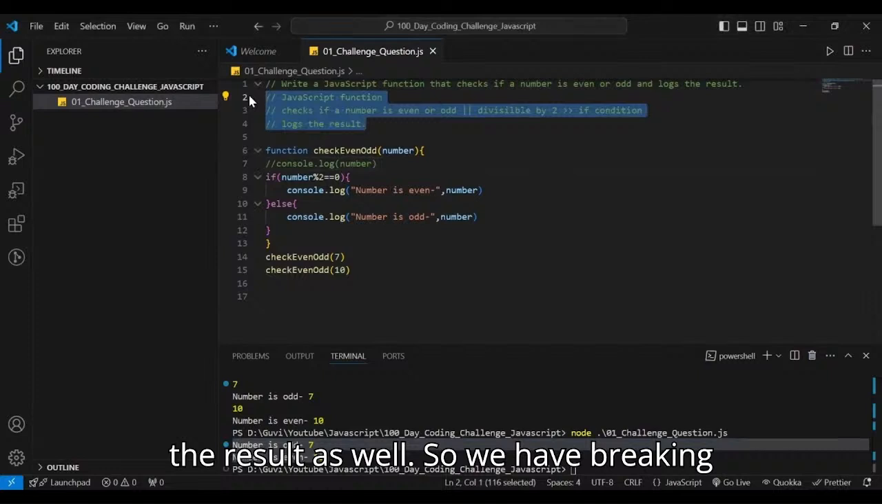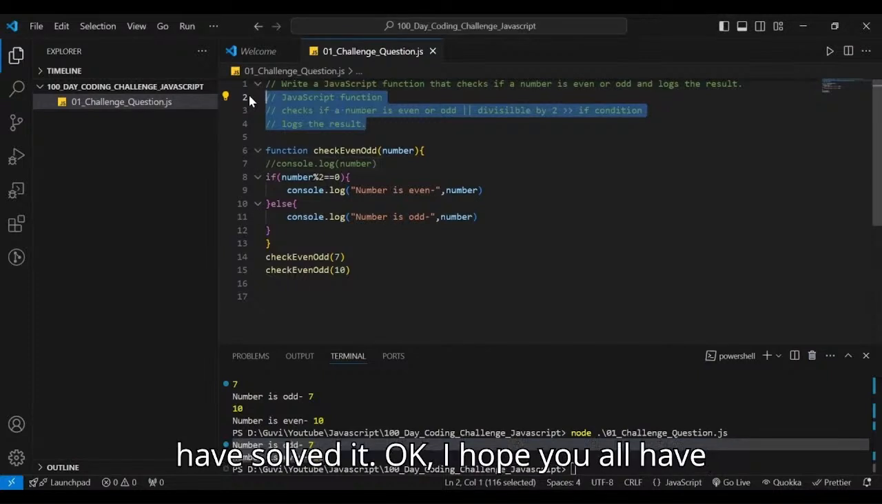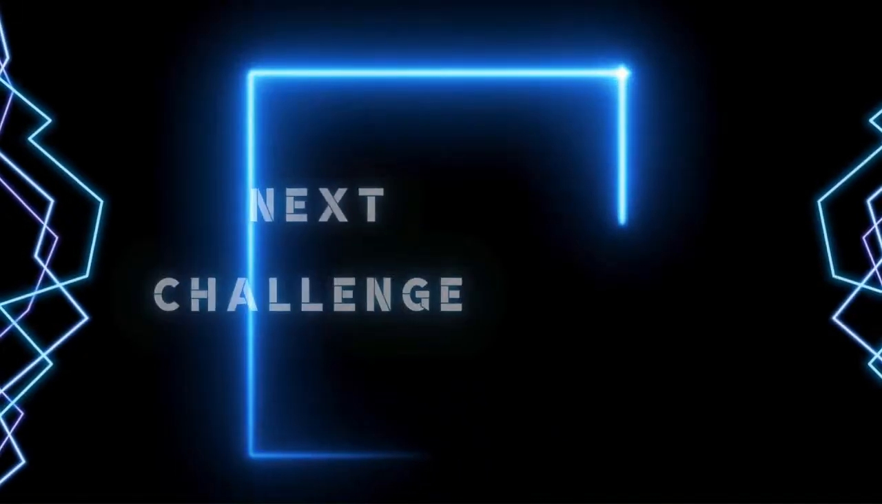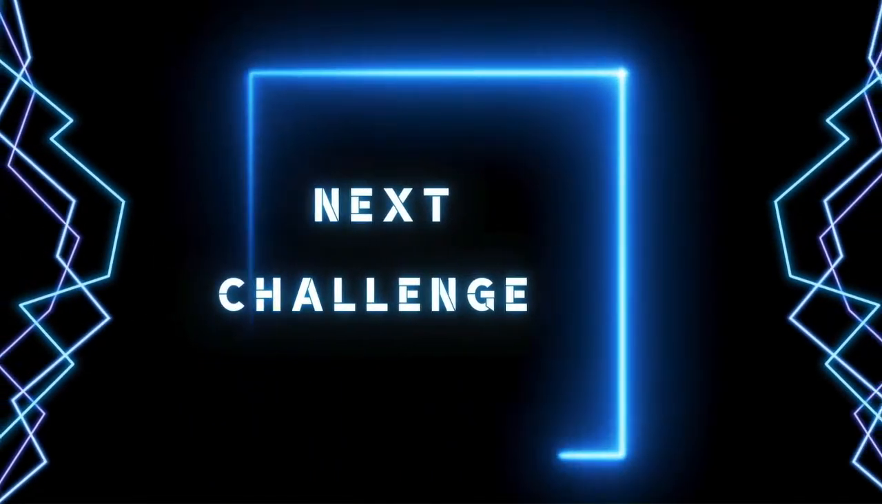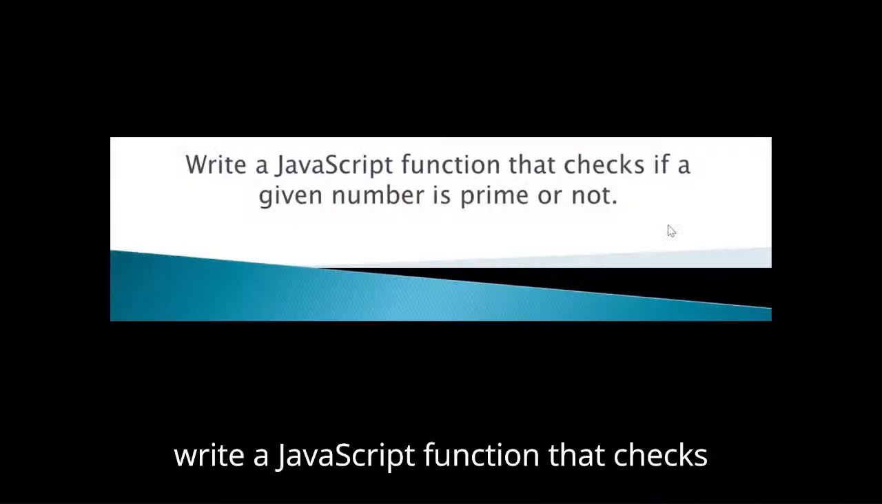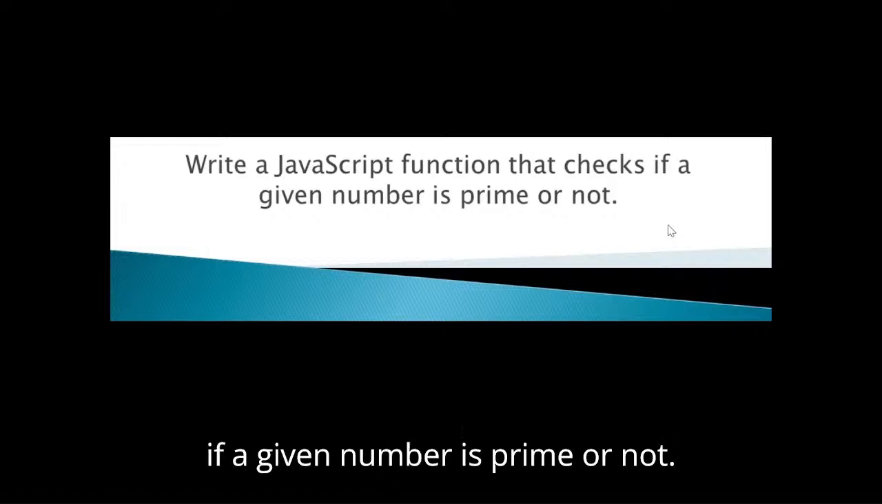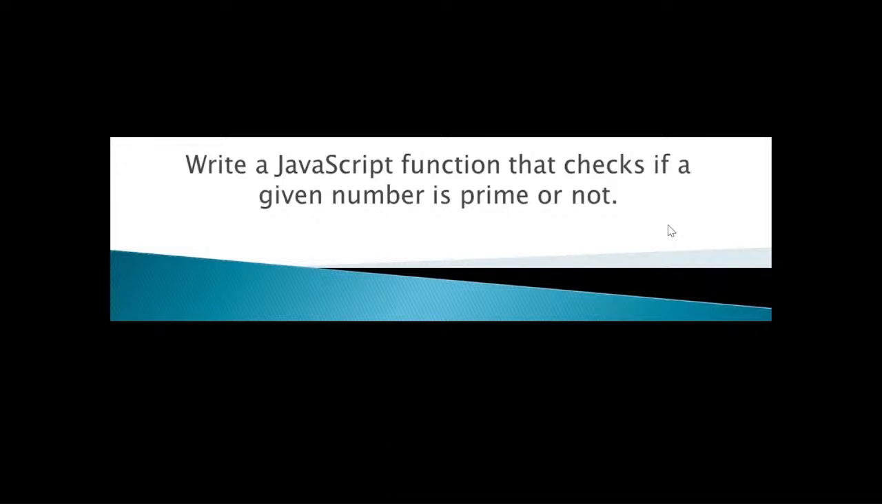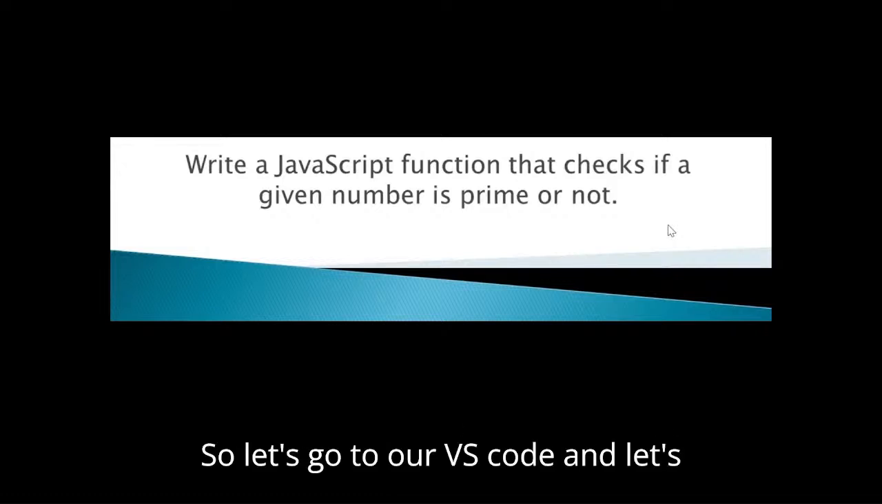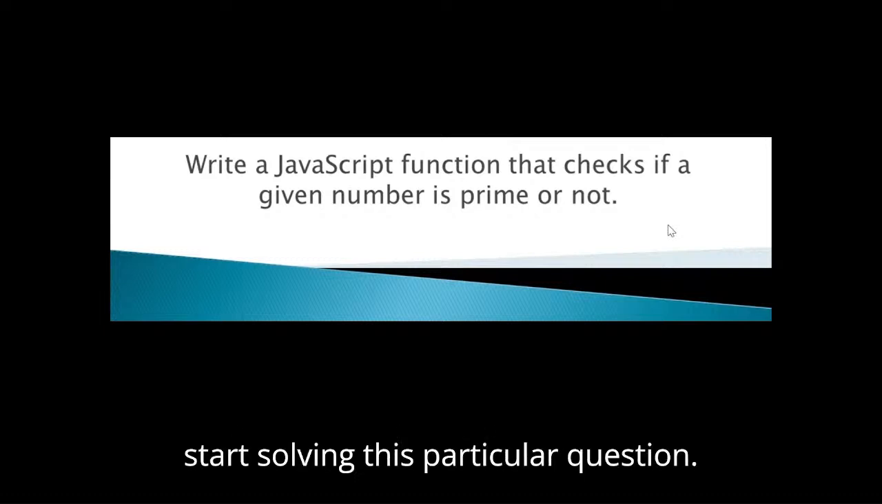So we have broken it down into 3 different parts and we have solved it. Okay, I hope you all have understood this question. Let's move to our next challenge, and this challenge is: write a JavaScript function that checks if a given number is prime or not. So let's go to our VS Code and let's start solving this particular question.